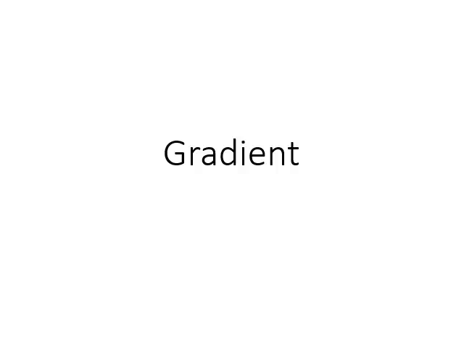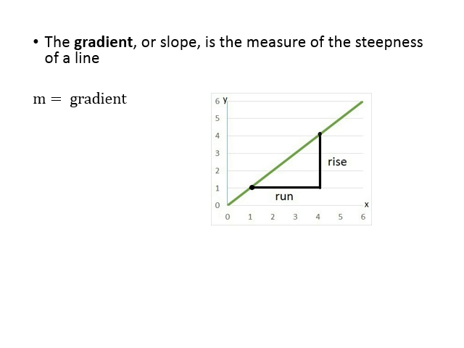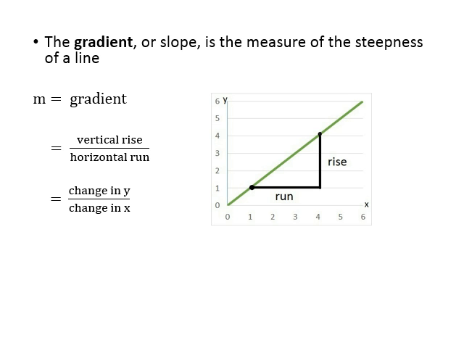In this lesson, we're going to learn about the gradient of a straight line. The gradient, or slope, is the measure of the steepness of a line, and we use the letter m for gradient. If we have our straight line here, the gradient is equal to the vertical rise over the horizontal run. Another way of saying this is the vertical rise is just the change in y from one point to the other, and the horizontal run is equal to the change in x from one point to the other.